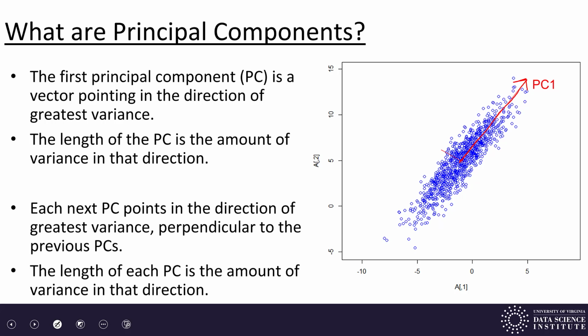Each next principal component is going to point in the direction of greatest variance, which is perpendicular to all the previous PCs. And so in our plot on the right-hand side, the next principal component would be this red vector right there. That would be PC2. If we were in higher dimensions, we would have a PC3 and 4 out to the number of dimensions that we have, and the length of each principal component is going to be the variance in that direction.